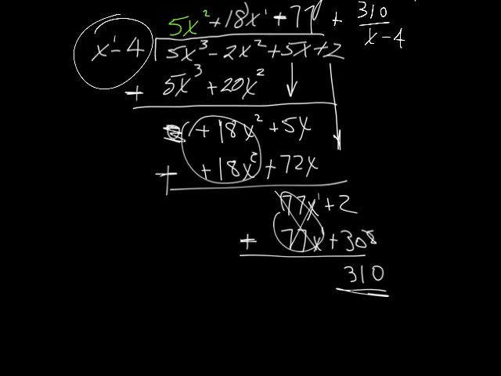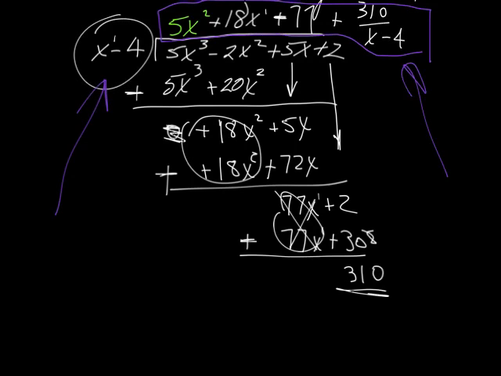So, for your final answer for this problem, you get 5x squared plus 18x plus 77 plus 310 over x minus 4. So if you were to take this whole thing and multiply it by that, you would get for an answer this here. We're not going to do that, but that's what you would get for an answer. And we'll do a couple of these so that you get this down. So let's go to another sheet and do 16.4.